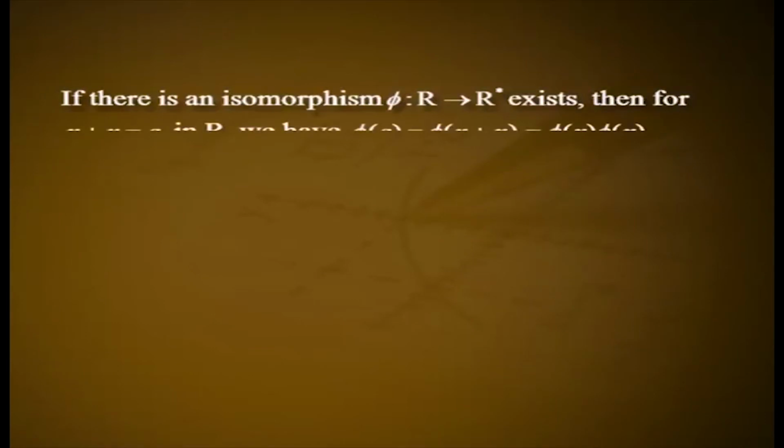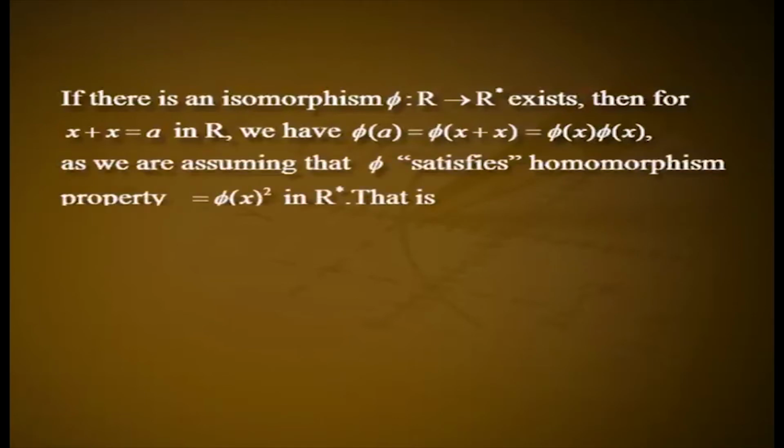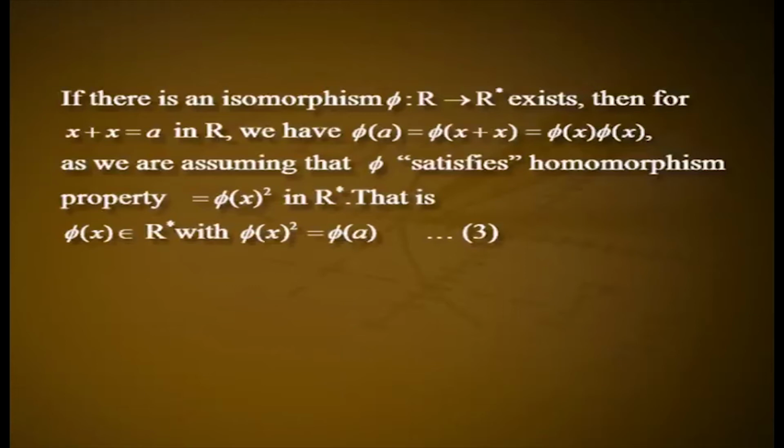If there is an isomorphism phi from R to R star, then for x times x equal to a in R, we have phi of a is equal to phi of x times x, which is equal to phi of x into phi of x, as we are assuming that phi satisfies the homomorphism property, which is equal to phi of x square in R star. That is, phi of x belongs to R star with phi of x square equal to phi of a. Equation number 3.